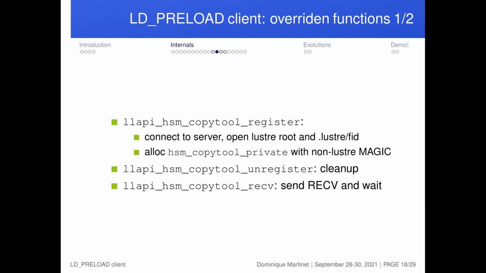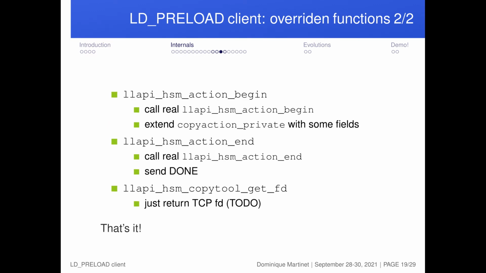And then we implemented the receive call. That's just sending receive and waiting. And the magic happens in the action begin and action end calls. I found out we can actually just call the real ones and let Lustre, I mean the Lustre API, do all the work. We just extend the copy action private data with some fields specific to us, like where to send the done request at the end.